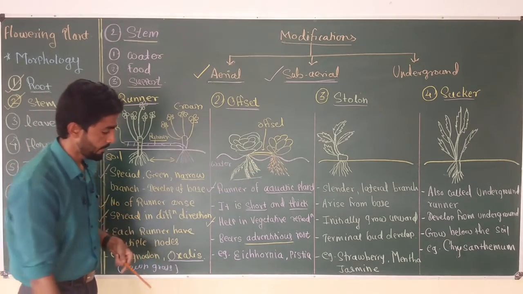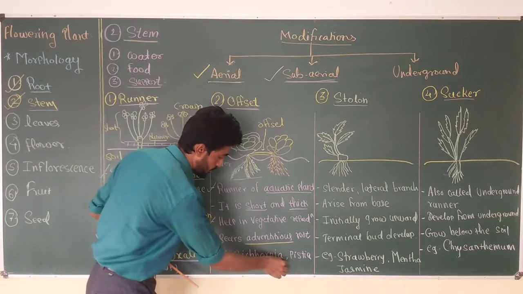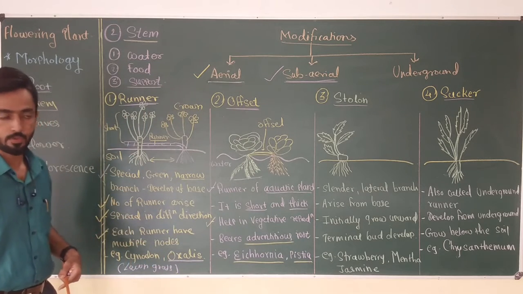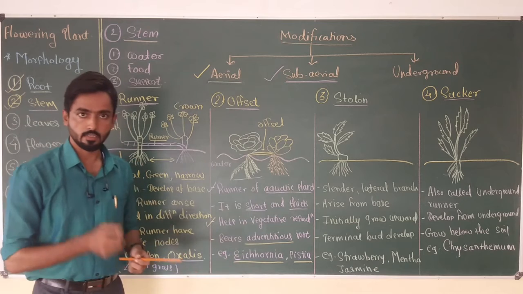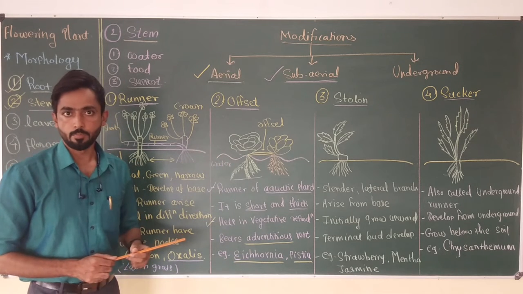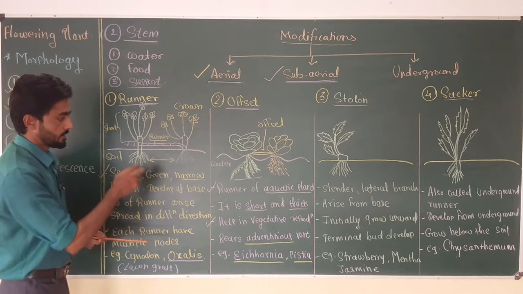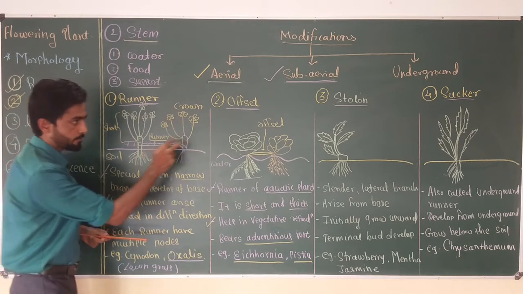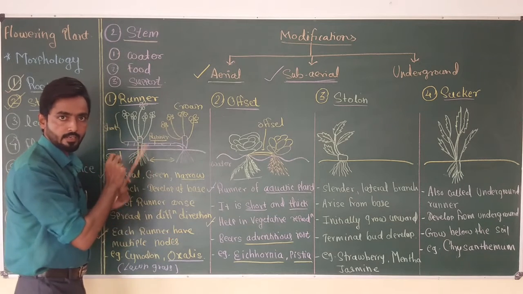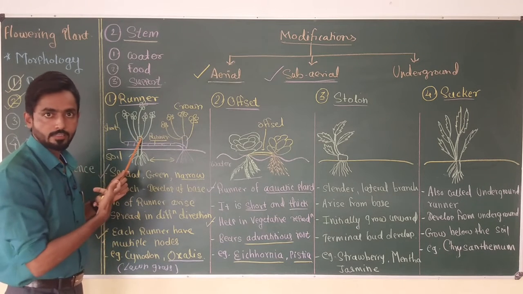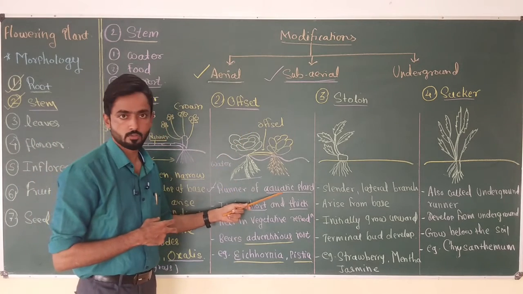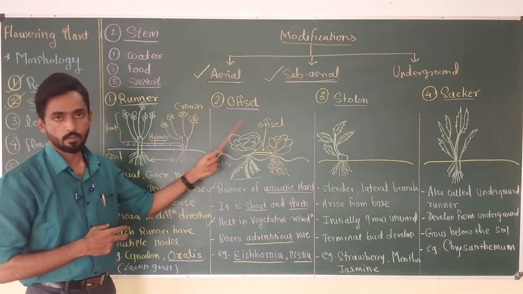Well-known examples of the offset are Eichhornia and Pistia. Both of these are examples of plants which show the offset type of stem modification. The runner and offset show similar growth, but the major difference is that the runner grows on the soil surface, while the offset is generally present in aquatic plants. So they are called runners of aquatic plants.